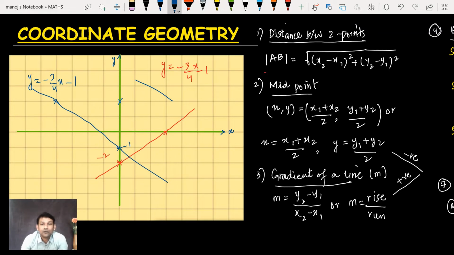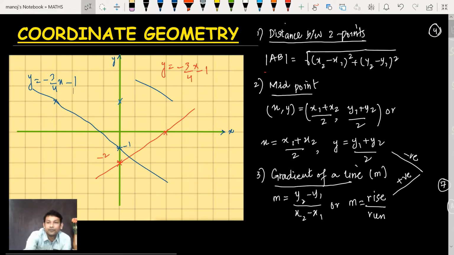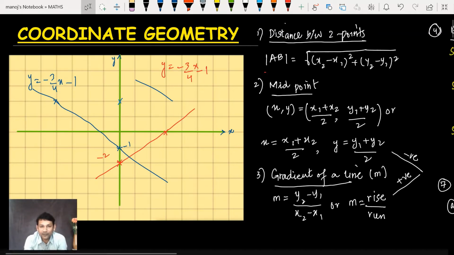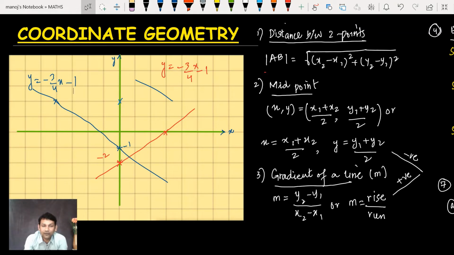Now I want to start the questions from past papers. Please go through these notes first of all: distance, midpoint, coordinates, gradient, equation of a straight line, equation from the graph, gradient. One more thing I want to add here. You can see this part, the gradient is minus 3 upon 4. Sometimes your equation is like this.